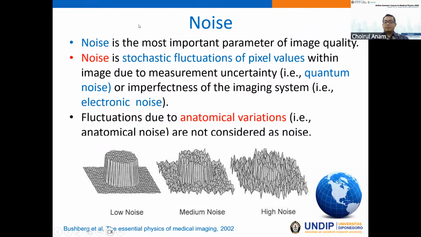Okay, this is the basic one. The noise is, I think, the most important parameter of image quality. The noise is stochastic fluctuation of pixel values like this due to measurement uncertainty, such as the quantum noise or imperfectness of the imaging system. This is the ideal image with the low noise. This is an example of the medium noise within the image, and this is the example of the high noise. And the fluctuation due to anatomical variation is not considered as noise.